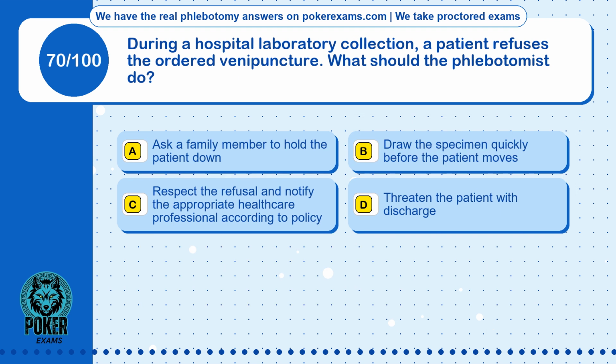Question 70. During a hospital laboratory collection, a patient refuses the ordered venipuncture. What should the phlebotomist do? Option A. Ask a family member to hold the patient down. Option B. Draw the specimen quickly before the patient moves. Option C. Respect the refusal and notify the appropriate healthcare professional according to policy. Option D. Threaten the patient with discharge.